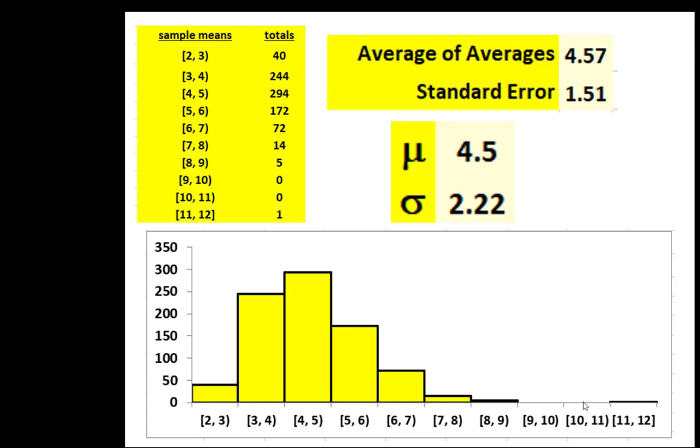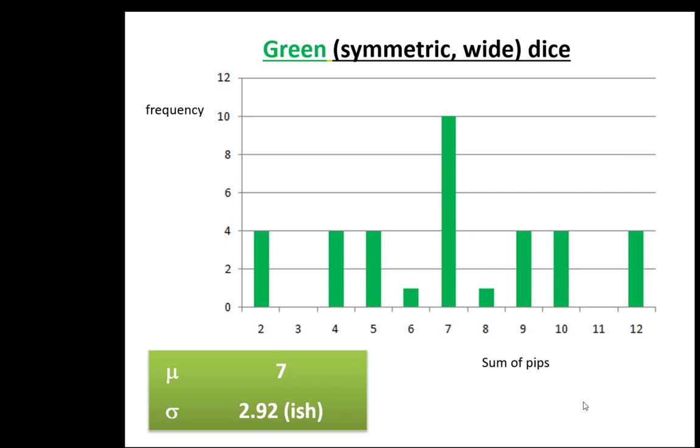Let's keep going. This one clearly got an average of 7. It's completely symmetric, but unlike normal dice, it's got, I don't even know how to describe this thing. It's like 1.5 modal. I don't even know what to call it. Regardless, it's got an average of 7 and it's got a pretty wide standard deviation. What happens when we sample from it?